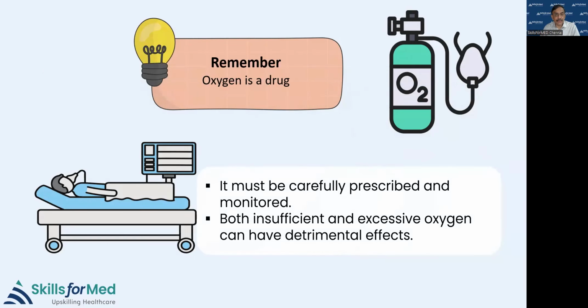Now, we have to remember that oxygen is a drug, though it is available everywhere. You don't need to go to a pharmacy and buy it. You just have to open it and you can give any patient oxygen. But it is a drug and it has to be carefully prescribed by doctors, given only on the advice of the doctor by nurses, and monitored carefully, because very low oxygen as well as excess oxygen can have very detrimental, dangerous effects on the body. So you need to use it with caution.